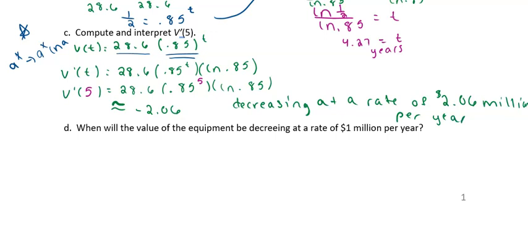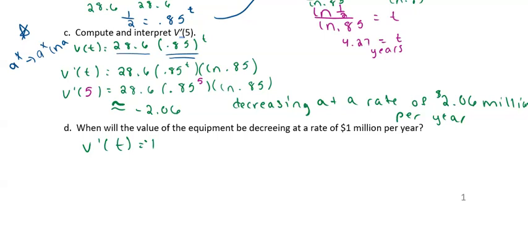There we go. Part D, when will the value of the equipment be decreasing at a rate of $1 million per year? So now we're looking for what time will give us a rate of decrease of $1 million. Now it's a decrease, so let's do negative right here to show that decrease. Everything's in millions, so we're okay. So $1 million will be our negative one right here. So let's figure this out.